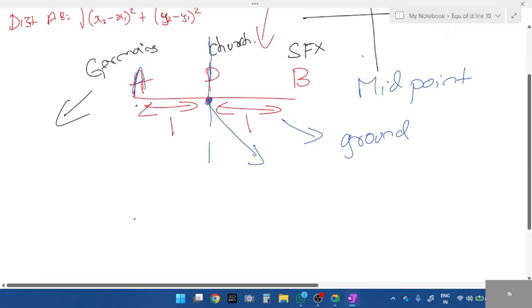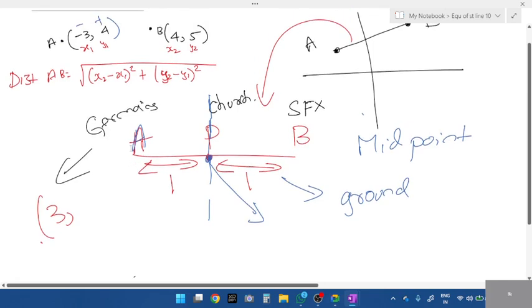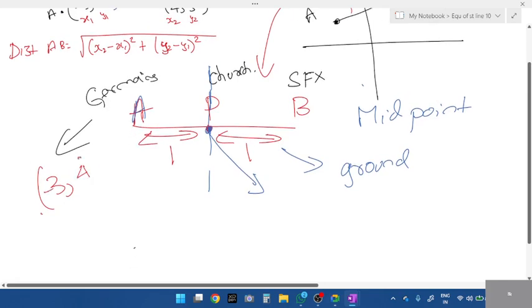Fine, we talk in terms of centimeters. So I draw a map. I tell Germans is at point (-3, 4). S of x is at (4, 5).